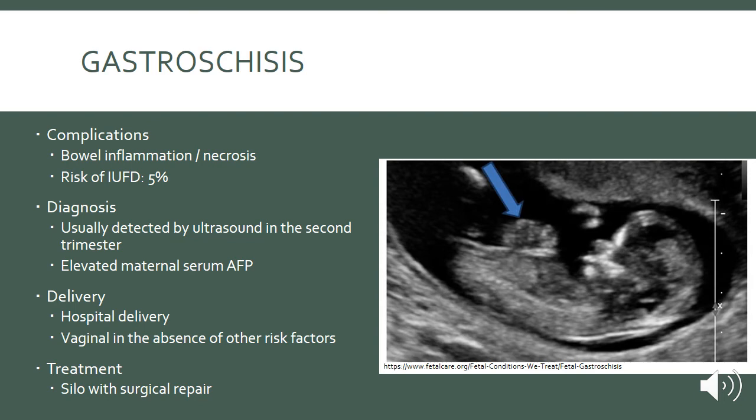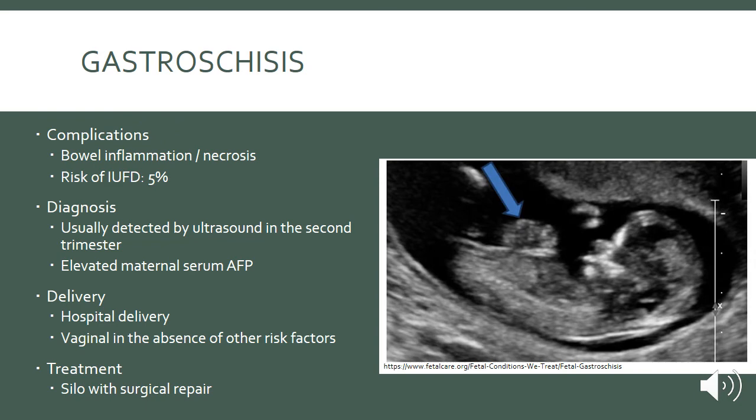How do we treat these kids? Well, immediately after they're born, they're saran wrapped, and it legitimately looks an awful lot like kitchen saran wrap, wrapped around the abdomen to contain the abdominal organs, to keep them moist and to prevent exposure to the environment.